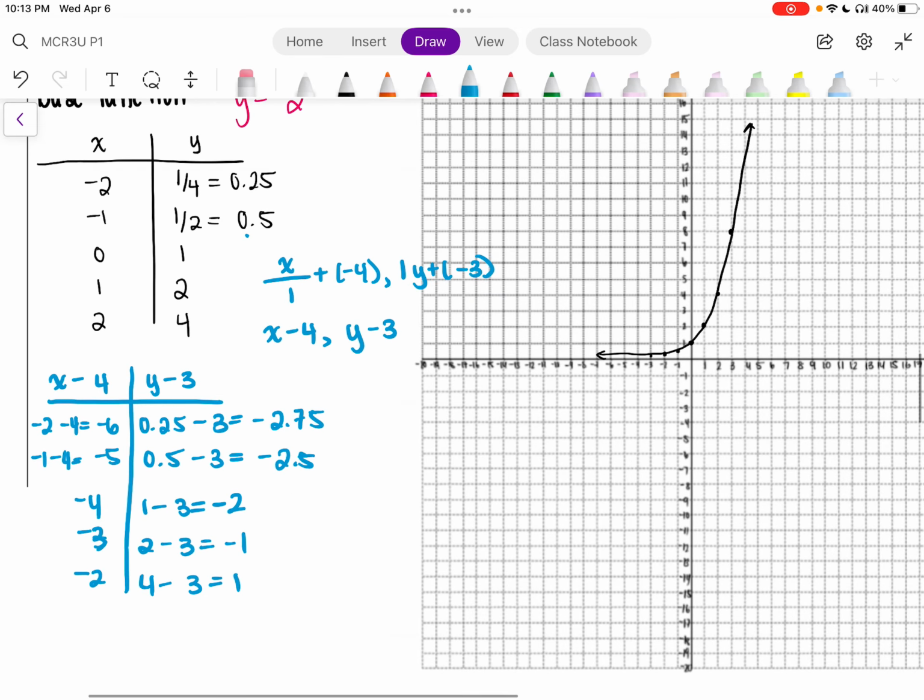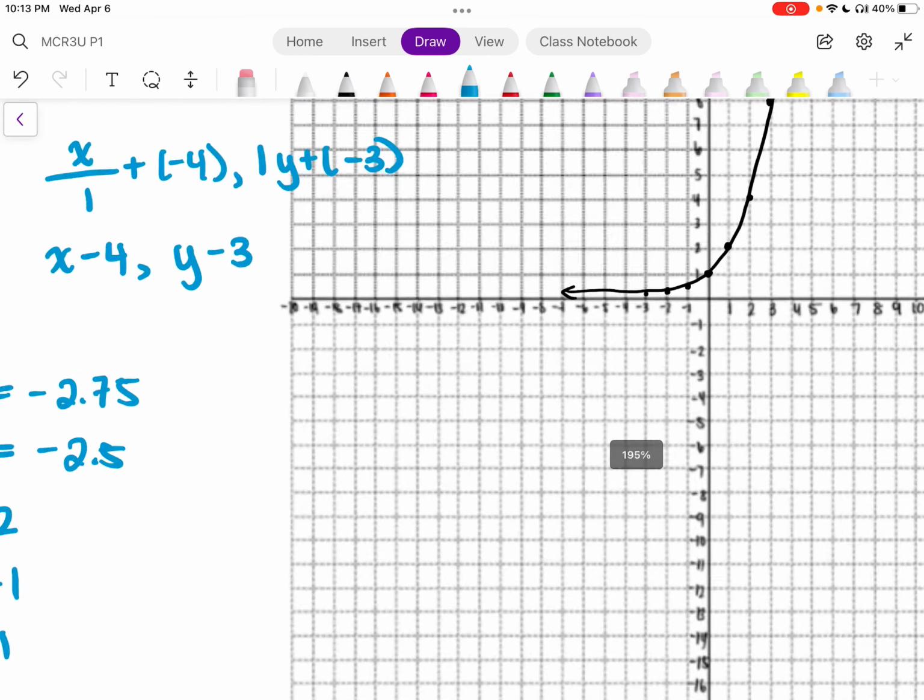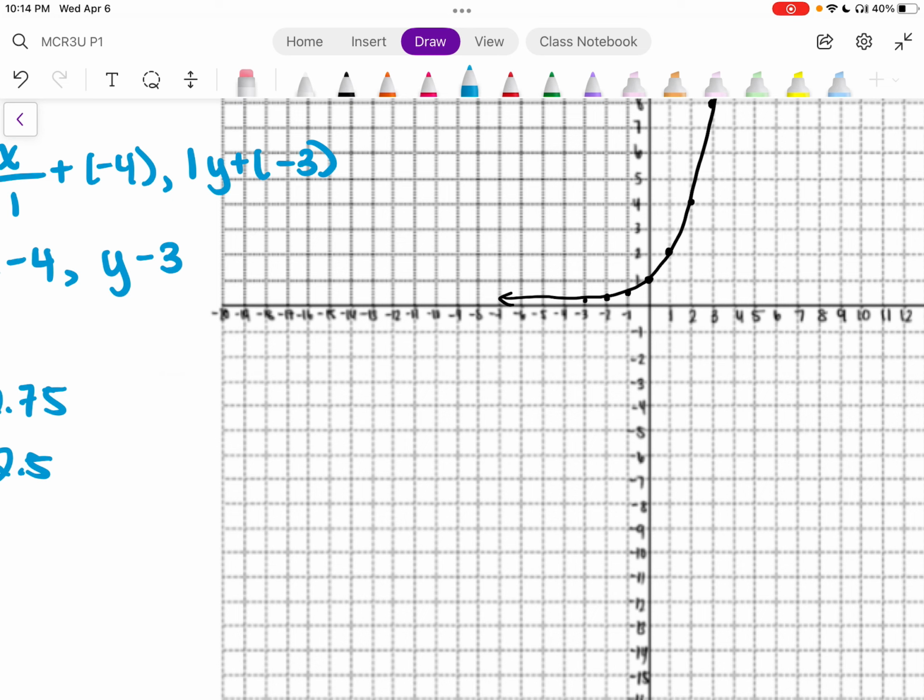So I'm going to go ahead and take these new points and plot them. So I'm going to go to -6, right? And I know that my new point is going to be at negative 2.75. So I'm going to go down to negative 2.75. So like here-ish, right? And then I'm going to do negative 5. That's going to go down to negative 2.5. Then I'm going to do negative 4, and that's going to go down to negative 2, so about here. Then I'm going to do negative 3, that's going to go down to negative 1, which is right here, right?